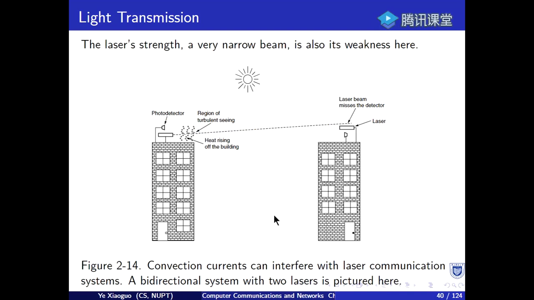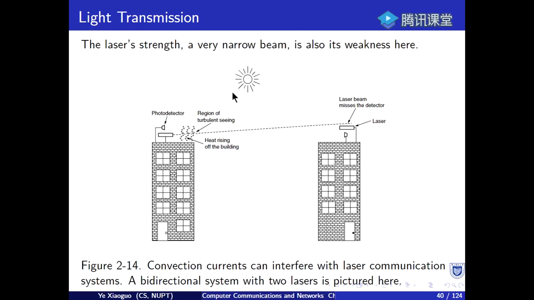Figure 4.14 shows the convection currents that can interfere with laser communication systems. A bidirectional system with two lasers is pictured here. A laser's strength, a very narrow beam, is also its weakness.